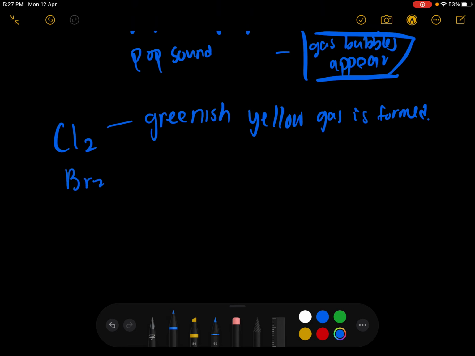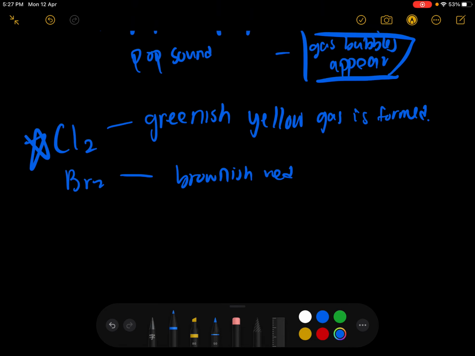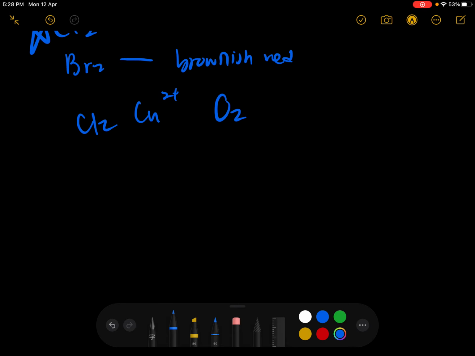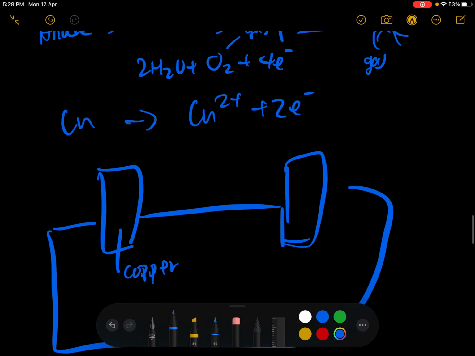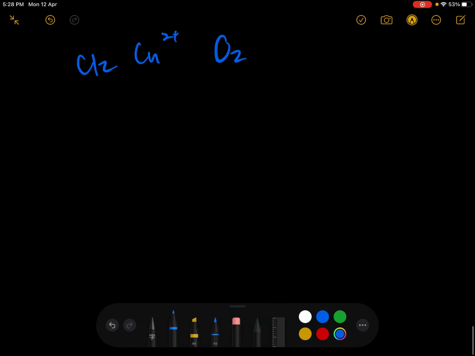I forgot if bromine can become a gas as well. I think Br2 is rarely used, but I believe it is brownish red. The main part here is Cl2. Cl2 always comes out: it's Cl2, Cu2+, and oxygen gas. And then you have to take into consideration what salts are soluble and what salts are insoluble. I think I'm going on too long, but that's really how big the chapter is.